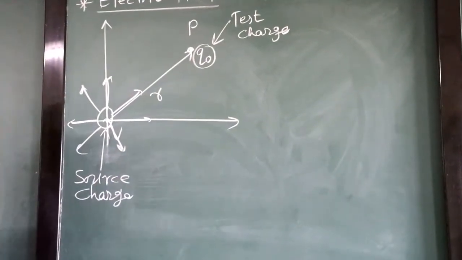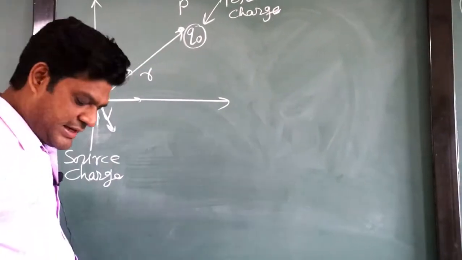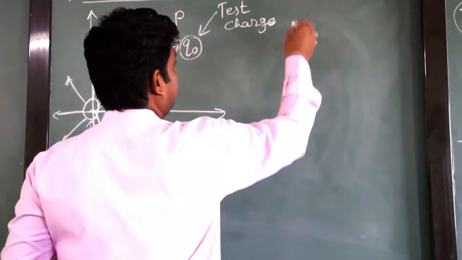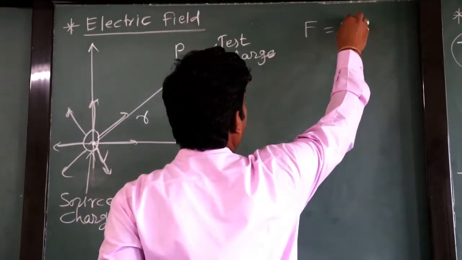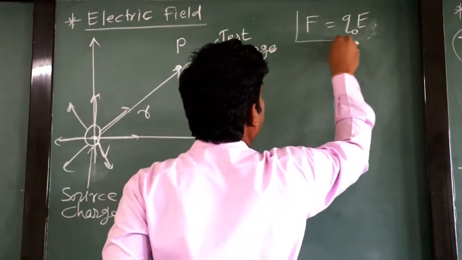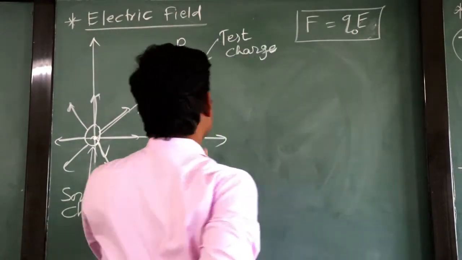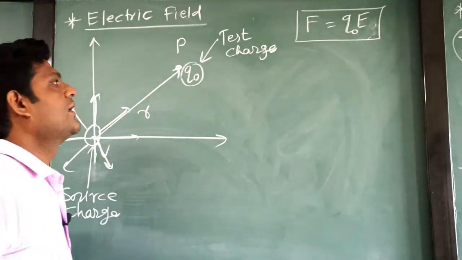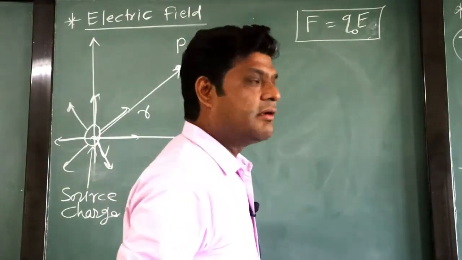right? So the next concept that we are going to see, what is the force acting on that? F equal to Q into E, Q0 into E. This is the force on this test charge, right? Definition of electric field.